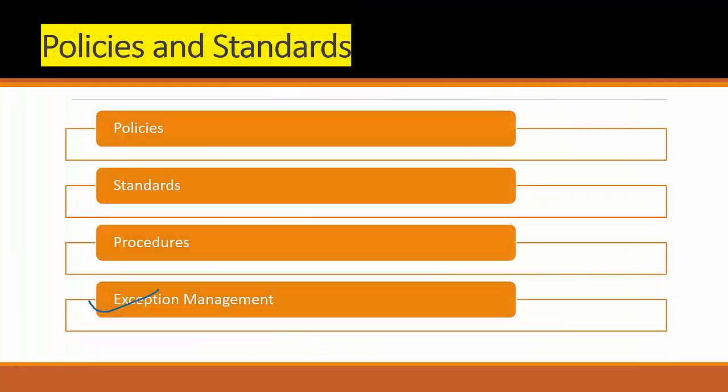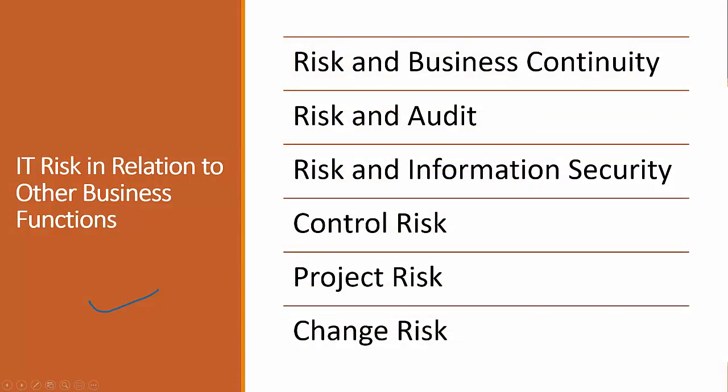Okay, that is how we can define it. So we have some IT risk in relation to the business and other functions. As you know, risk is a very critical part of the business. Unless the business is willing to take risk, it will not be able to realize the benefit which is associated with the risk. So it's very important that risk needs to be part of business continuity.